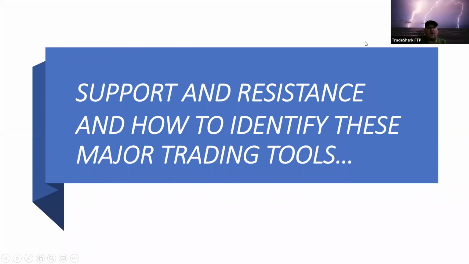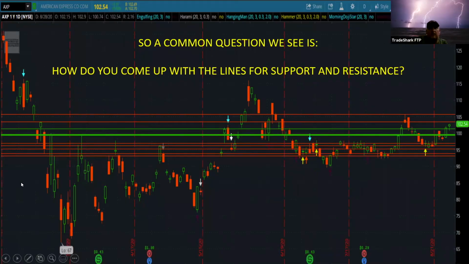We're going to talk now about support and resistance lines and how to identify these major trading tools, because if you can become proficient at technical analysis, it will make you such a better trader. Okay? Here's the most common question that I get. And we're going to do this on AXP, which was our trade of the week.